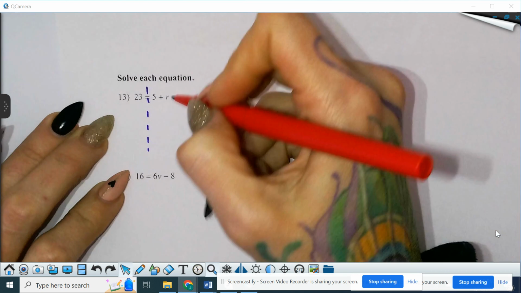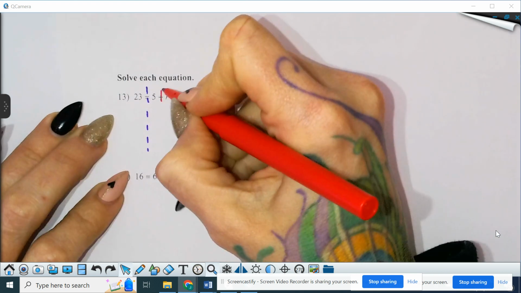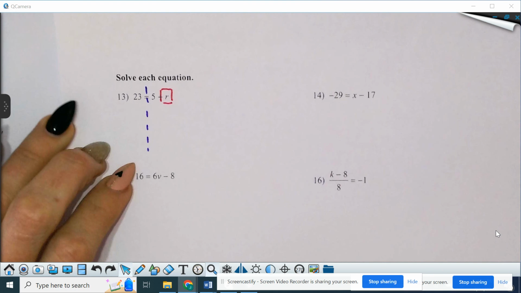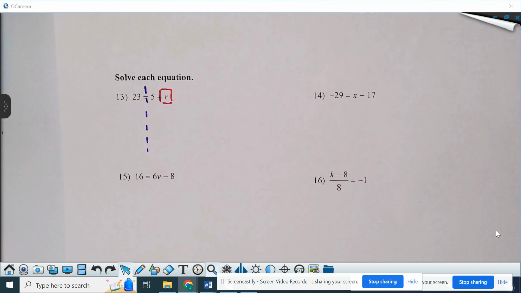I want to solve for r. So what is on the side with the r right now that we would like to get rid of? Yep, it is a 5. How is that 5 hanging out with that r over there? What operation? Yep, addition. You guys are killing it. So what is the inverse of addition?